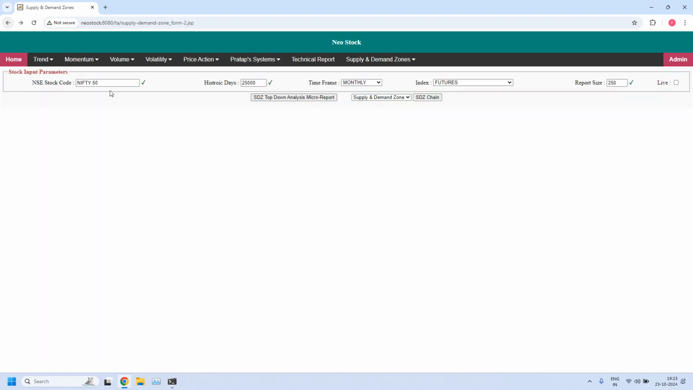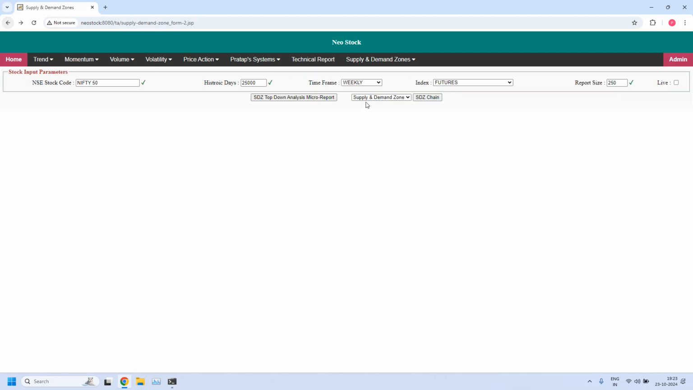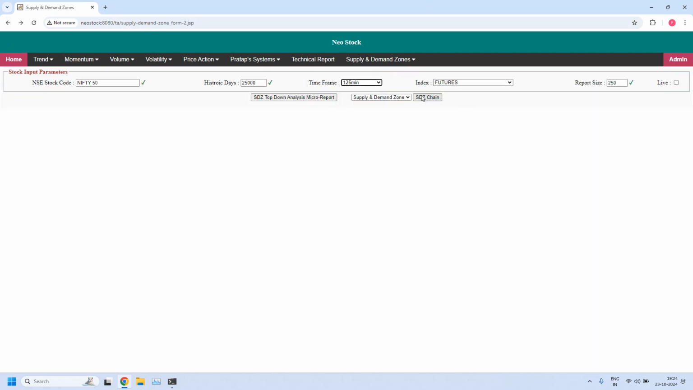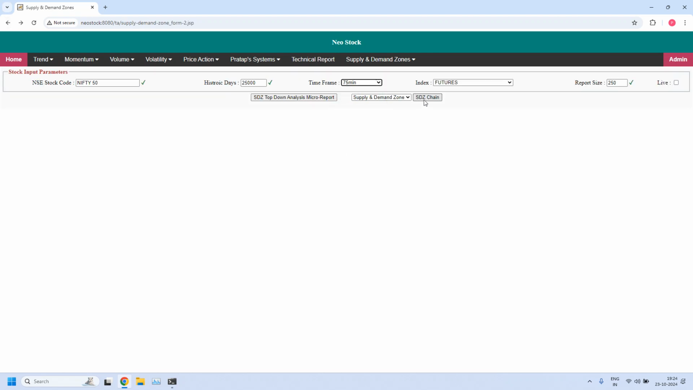Okay, next time frame is weekly. I am generating weekly supply demand zone chain for NIFTY. Next time frame daily, generating daily supply demand zone chain for NIFTY. Next time frame is 125 minutes, generating 125 minute supply demand zone chain for NIFTY. Next time frame is 75 minutes. I am generating 75 minute supply demand zone chain for NIFTY.